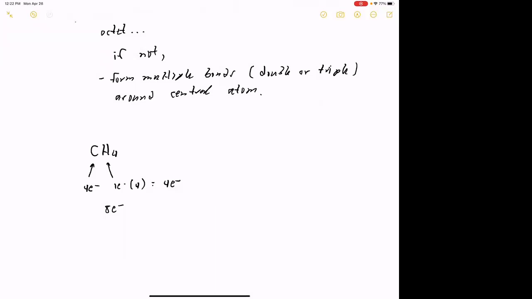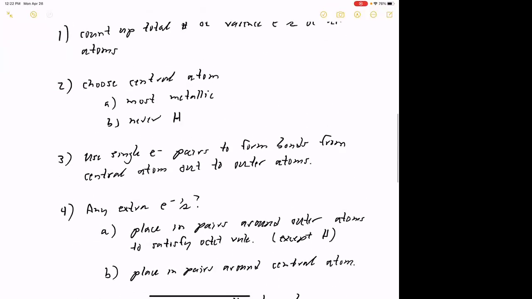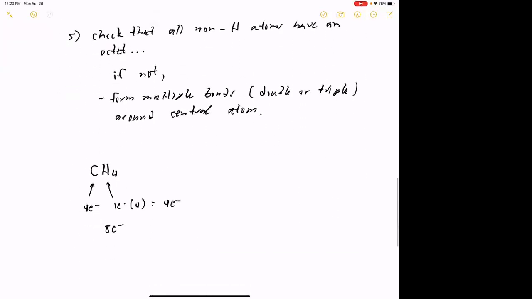Okay, so the next part of this, let's just go back and review, is to choose the central atom. Now, in this case, it's very easy to find because we don't really have a choice. Can't be hydrogen, and the only other thing I've got going on here is carbon. So carbon's got to be the central atom. Okay, so I'm going to put the carbon in the middle, and I'm just going to array the 4 hydrogens around it, kind of like this.